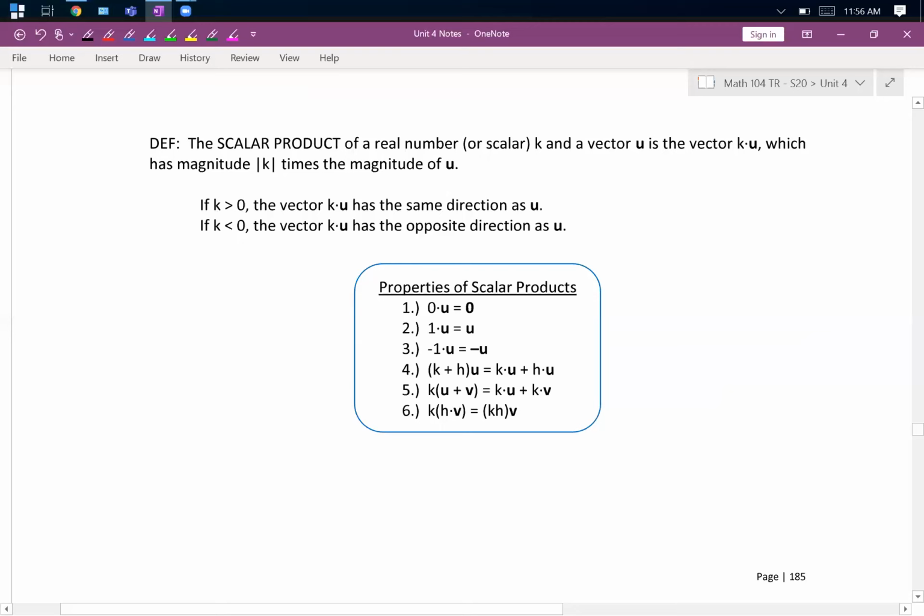If that scalar k is positive, greater than 0, then the vector ku will have the same direction as u, but if that scalar we multiply by is negative, less than 0, then the vector ku has the opposite direction as u.